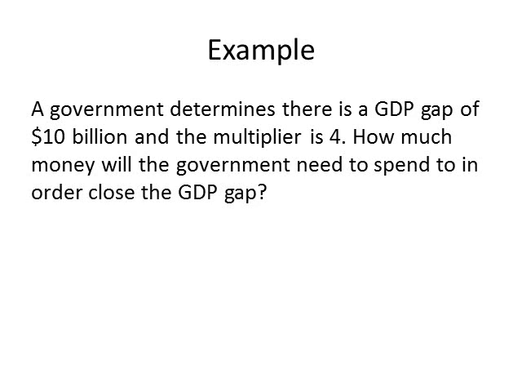Let's look at an example. A government determines that there is a gap of $10 billion and the multiplier is 4. How much money will the government need to spend in order to close the GDP gap? First step is to write down the formula, GDP gap divided by multiplier. Second is to locate the GDP gap in the problem. In this case, our GDP gap is $10 billion.